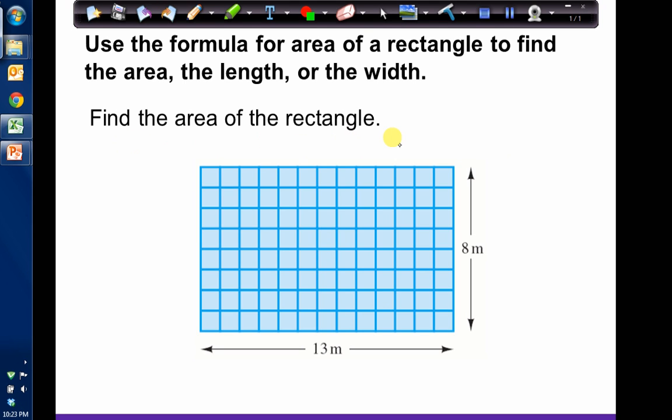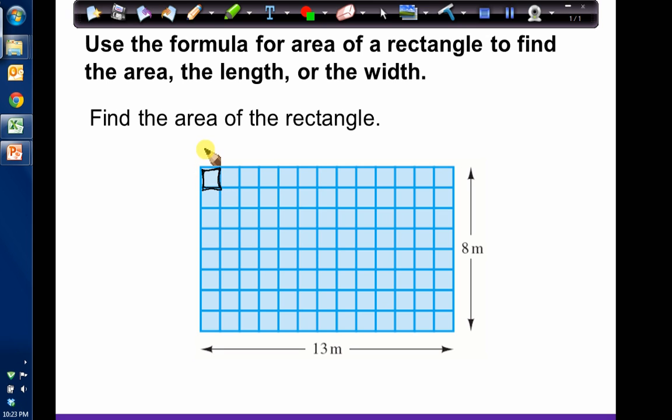Find the area of the rectangle. Okay, if we have a rectangle that is 13 meters long and 8 meters high, then we can divide it into 1 meter by 1 meter blocks and count up the number of blocks. Why would we want to divide it into 1 meter by 1 meter blocks?